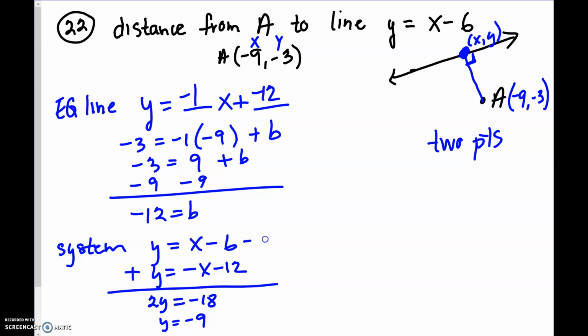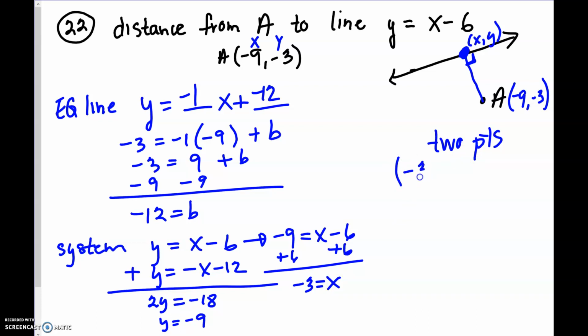Now I'm going to go back into this equation right here and say negative 9 equals x minus 6. So I'm going to add 6. And it looks like I get negative 3 to be x. So of my 2 points, I just found one of the points is negative 3, negative 9. And they gave me point A. Oh, look at that. They're flipped. Negative 9, negative 3. Okay, so now I need to find the distance between these 2 points.